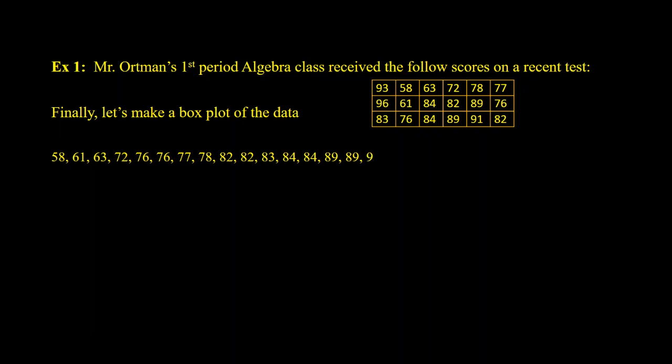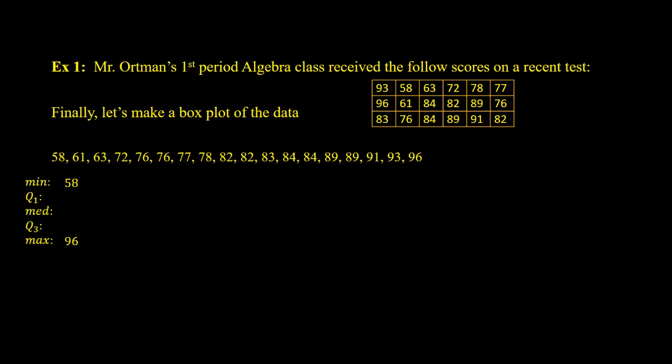Okay, now that they're in order, I need to find what are called the 5 number summaries. I need to find the minimum value, the Q1, the median, the Q3, and the maximum. Q1 is the first quartile, Q3 is the third quartile. The minimum and maximum are fairly easy to find here. 58 is my smallest number. 96 is the largest. So I'll fill those in.